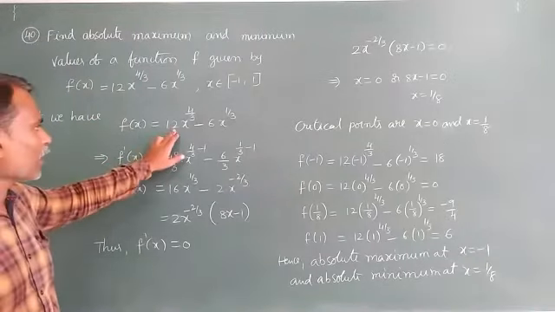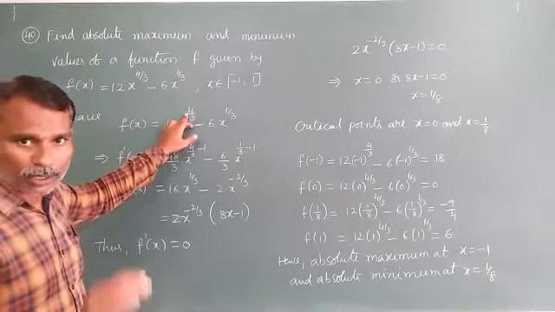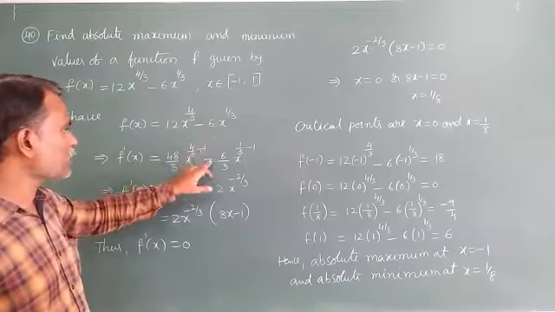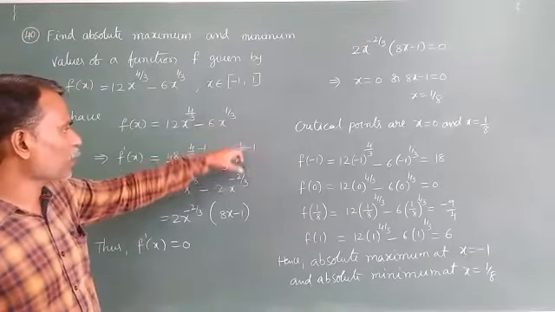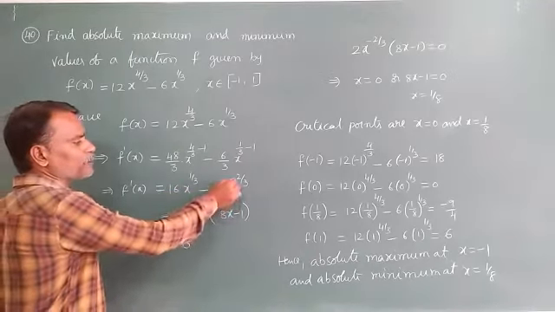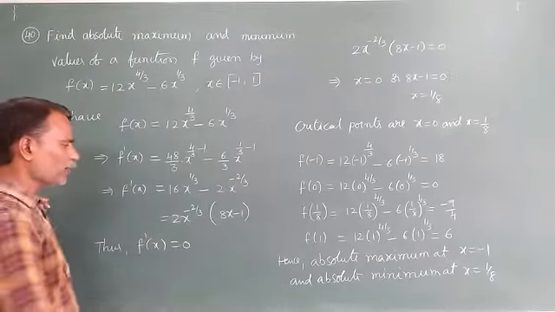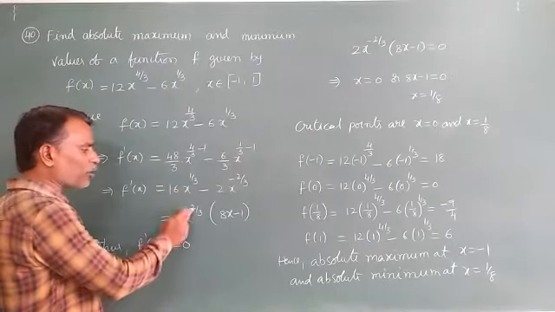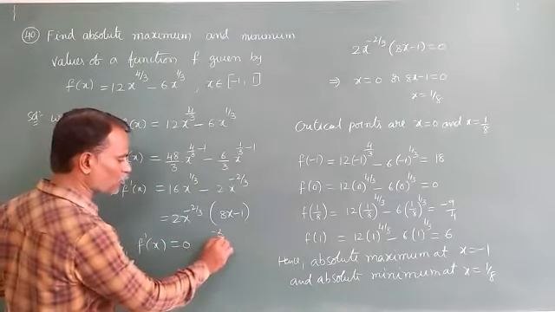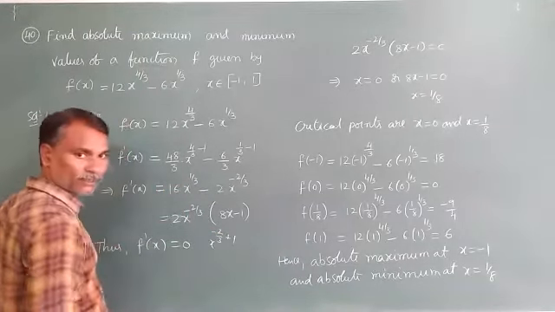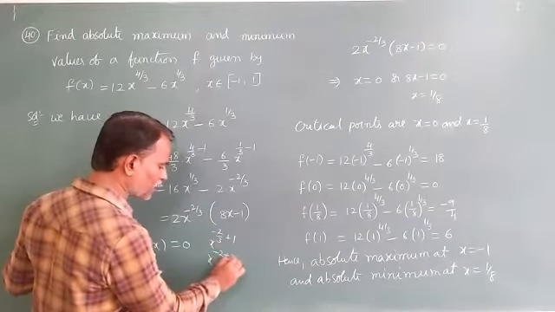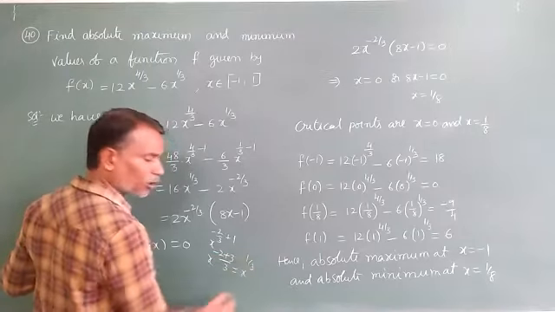f dash: for 12 x power n, the derivative is n into x power n minus 1, so that is 48 by 3 into x power 4 by 3 minus 1. Here 6 into 1 by 3 into x power 1 by 3 minus 1. By simplifying, we get 16 x power 1 by 3 minus 2 x power minus 2 by 3. If you take 2 and x power minus 2 by 3 common, you will get x power 1 by 3, because minus 2 by 3 plus 1, that is minus 2 plus 3 by 3, is nothing but 1 by 3.